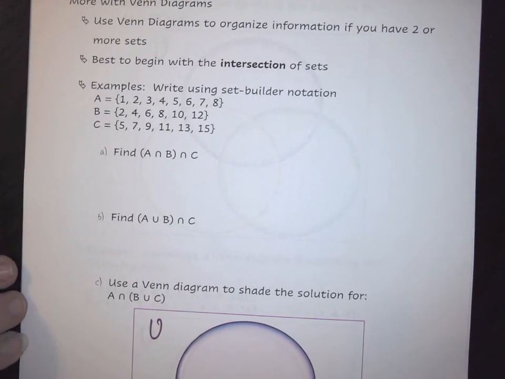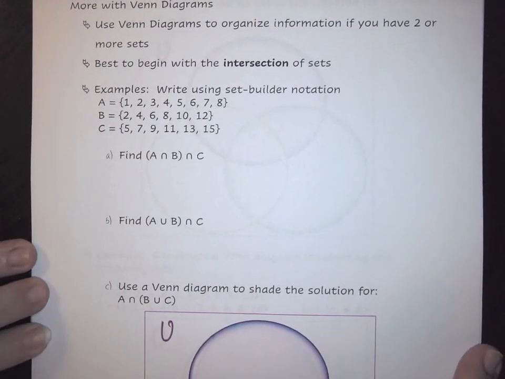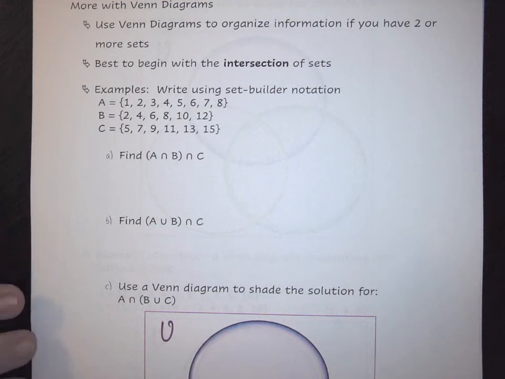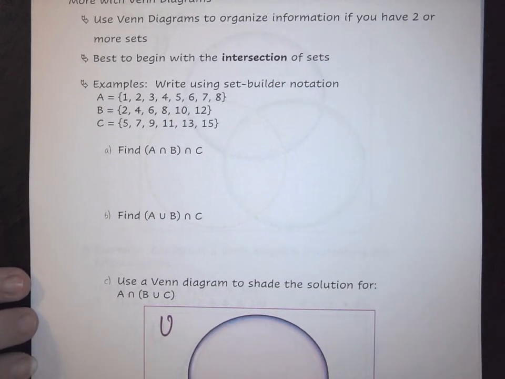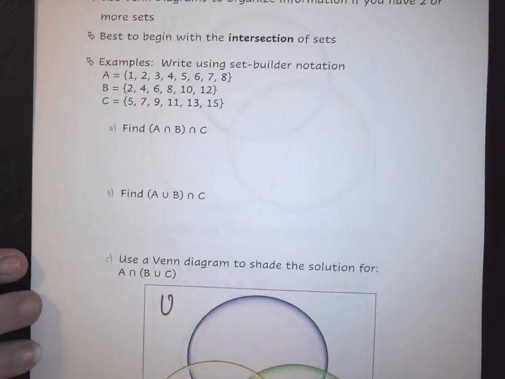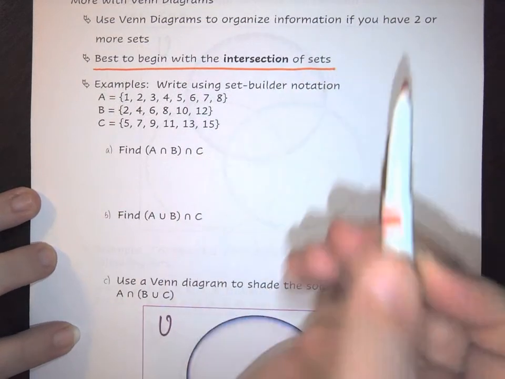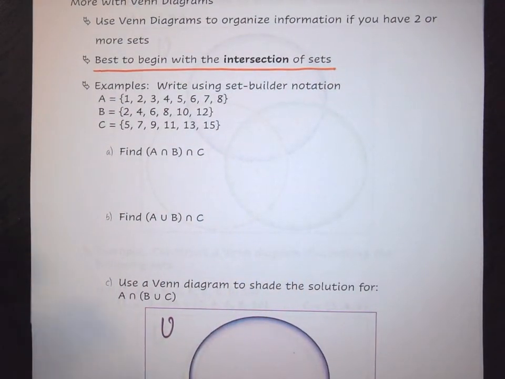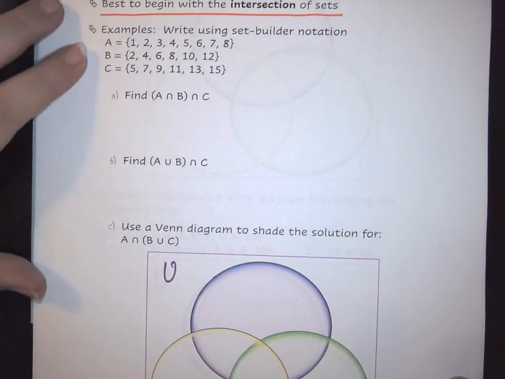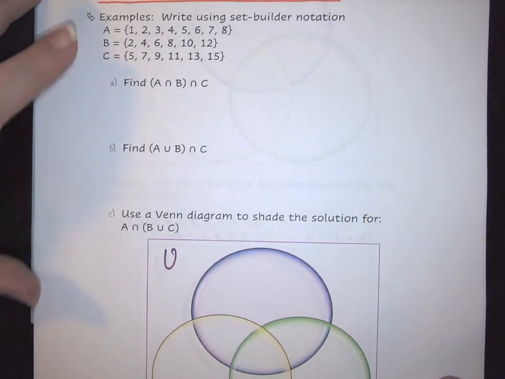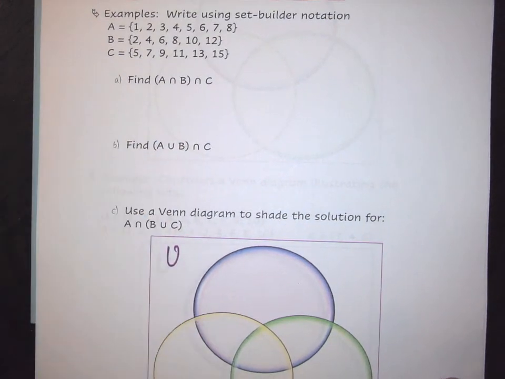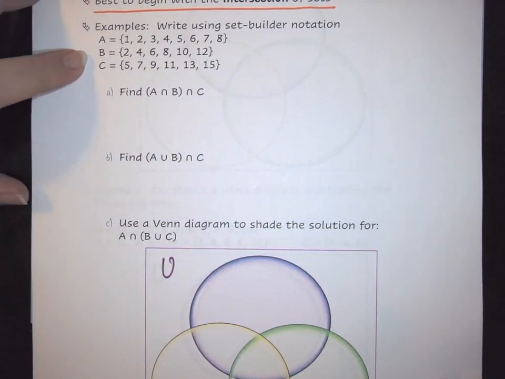If we go a little deeper into your Venn diagrams, again, we're going to use the Venn diagrams to kind of organize the information we have. When we're doing that, it is always best to begin with your intersections. So what I always like to say is you want to start from the innermost part and come outwards. Okay. So before that, let's familiarize ourselves a little bit more with being able to work with your intersections and unions between your sets.